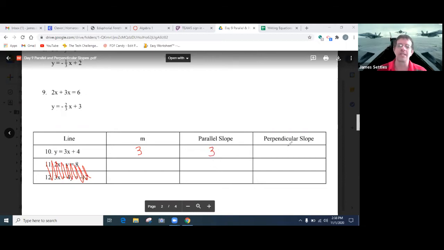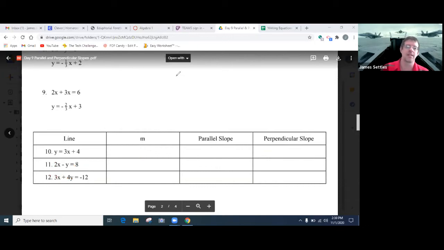This is the one that's a little bit tougher. If you can get it, that's awesome, but it's definitely a little bit tougher. So first off, the signs have to change. Because it's called opposite reciprocal, the sign has to change. So if this is positive, my new one's negative. And then reciprocal means we're going to flip our fraction. And so if this is 3, it's technically 3 over 1. If I flip it, it becomes 1 over 3. So that would be my perpendicular slope.